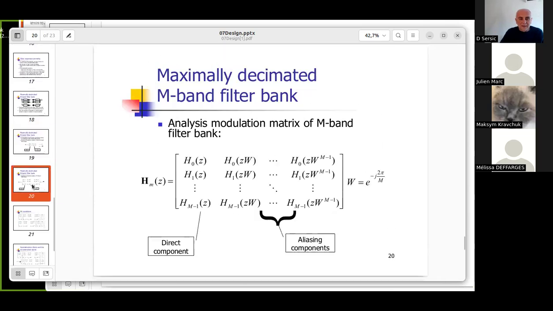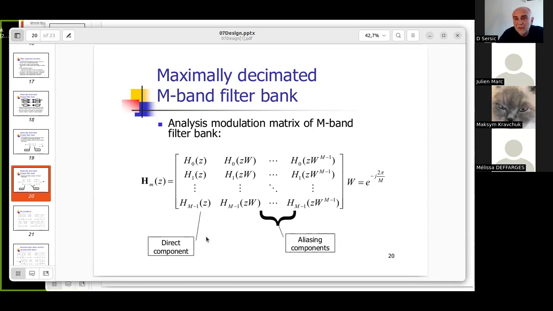In multi-channel filter banks, you have not one, but M-1 aliasing components. Only one column is direct. It corresponds to our original filters, and the rest corresponds to aliasing. And you can still achieve that aliasing components cancel each other across this filter bank. It is not the topic of this course, but there are many nice solutions like cosine modulated filter banks and so on.